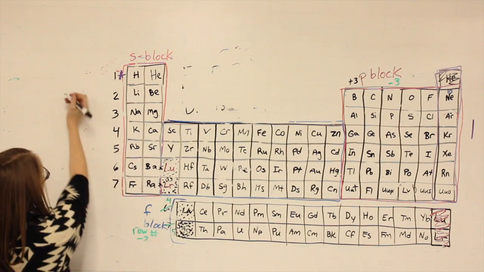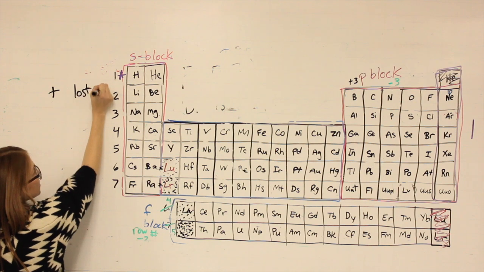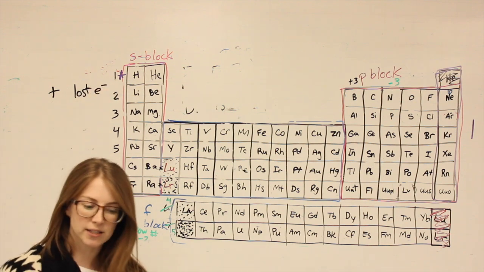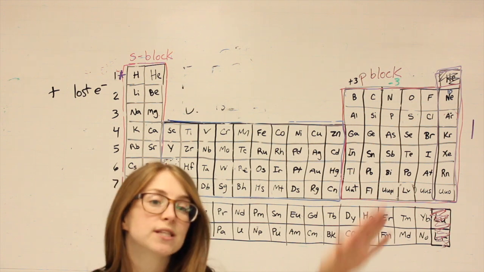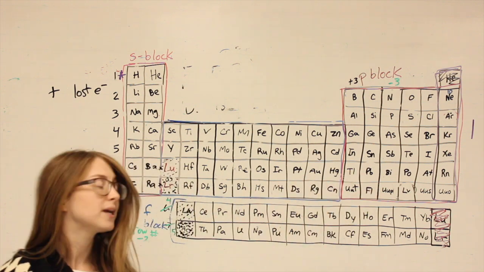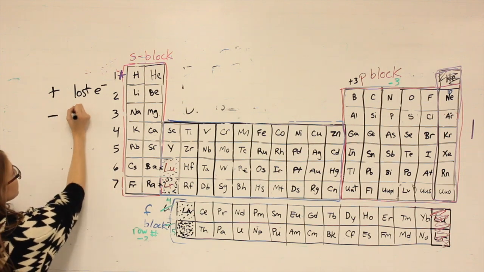So for ions, a positive ion is something that has lost electrons. That feels backwards because positive makes you think add, but remember electrons are negative. So if we're losing negative things, that's how we will become more positive. An ion that is negative has gained electrons.